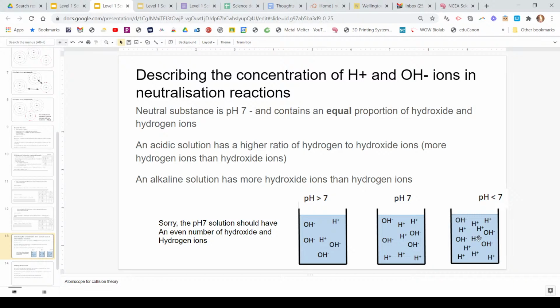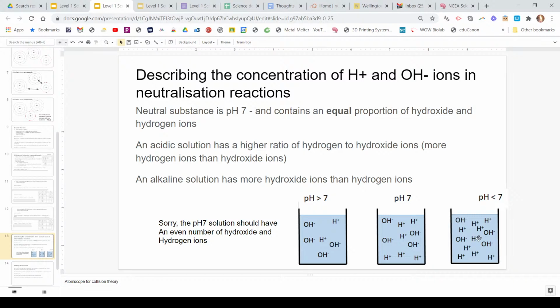So for a very low pH, there's way more hydrogen ions than there are hydroxide ions. And then as we get into a weaker acid, there's still more hydrogen ions than hydroxide ions, but the proportion is lower. So if we said that the ratio was 7 hydrogen ions for every 1 hydroxide ion at pH 2, then at pH 5 it might be 3 hydrogen ions to 1 hydroxide ion, and then for pH 7 it would be a 1-to-1 ratio.